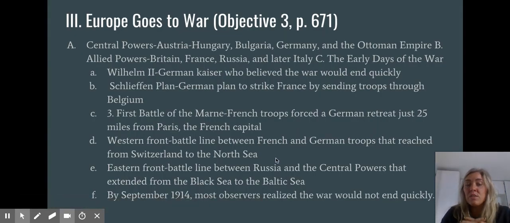By September 14th, most people realized that the war was not going to end quickly. So again, every country that entered thought, hey, this is not going to be any problem. We'll be done with this fast. We'll be home for Christmas. And it did not happen that way. And don't forget, the United States is still neutral. They stay neutral until 1917 is when they finally get involved. So that's like a long time. It ends up being kind of a long war.